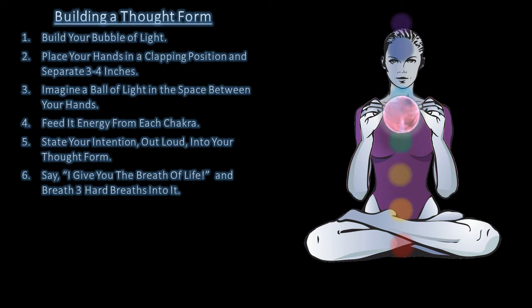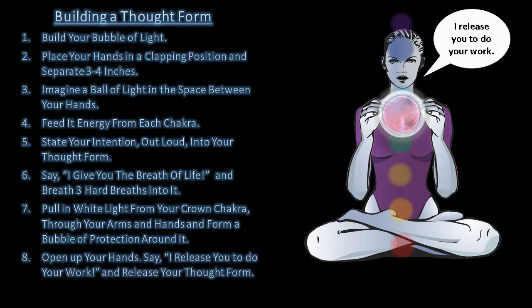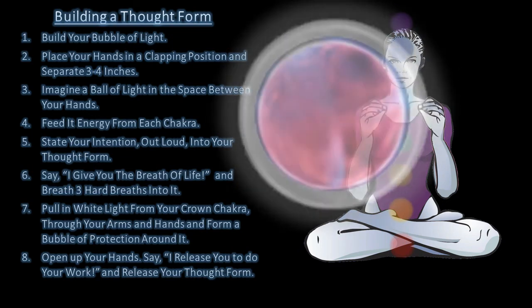At this time, pull in white light from your crown chakra. Move it through your body, through your arms, and through your hands, and around your living, breathing thought form. Visualize a bubble of white light surrounding it and protecting it. And finally, open up your hands and say, I release you to do your work, and release your thought form out in the world to assist you.